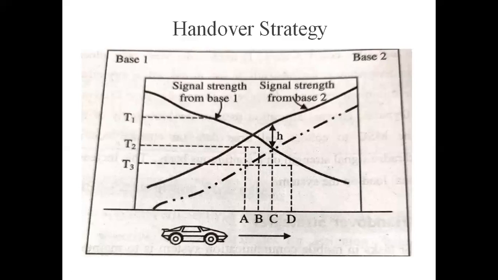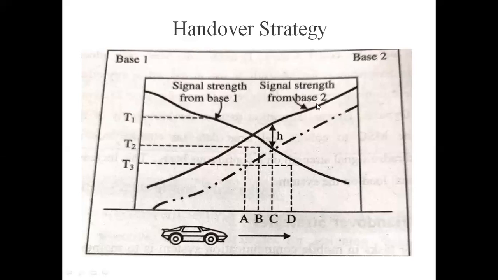That means always shifting or always jumping from signal strength from base 1 to base 2 and vice versa. So the repeated handover between two base stations is caused by rapid fluctuations in the received signal strengths from both the base stations. Now this is quite a matured strategy of handover, which we can expect.